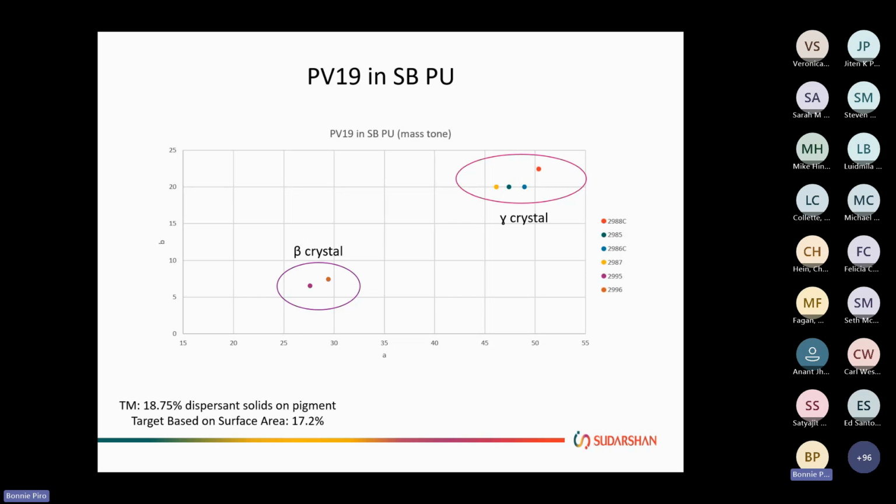For the gamma crystal, because it is the more red shade, or yellow shade red, we want to establish the most red and the most yellow for this type of chemistry. On the beta side, we want to develop more blue in this particular case. So we can see where this level of dispersion results in the color development.